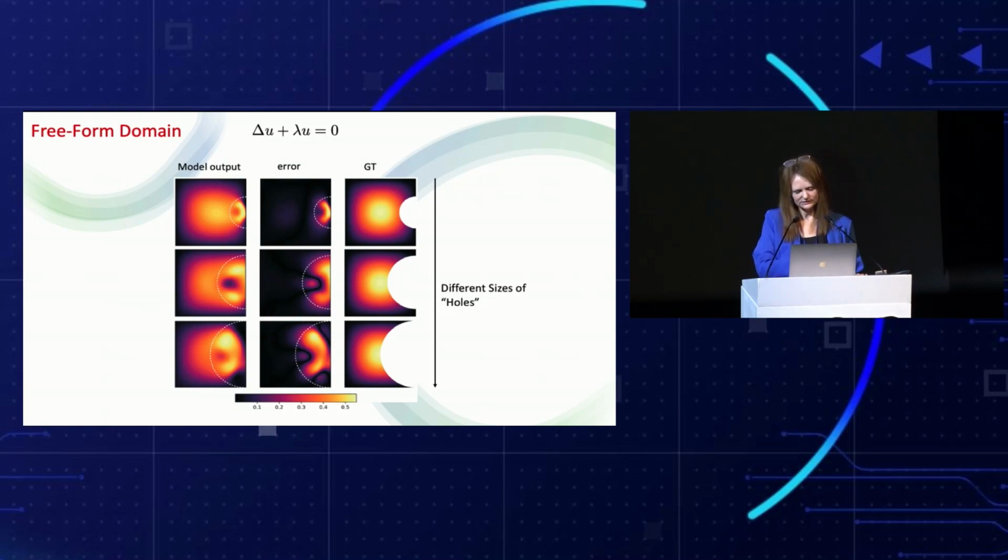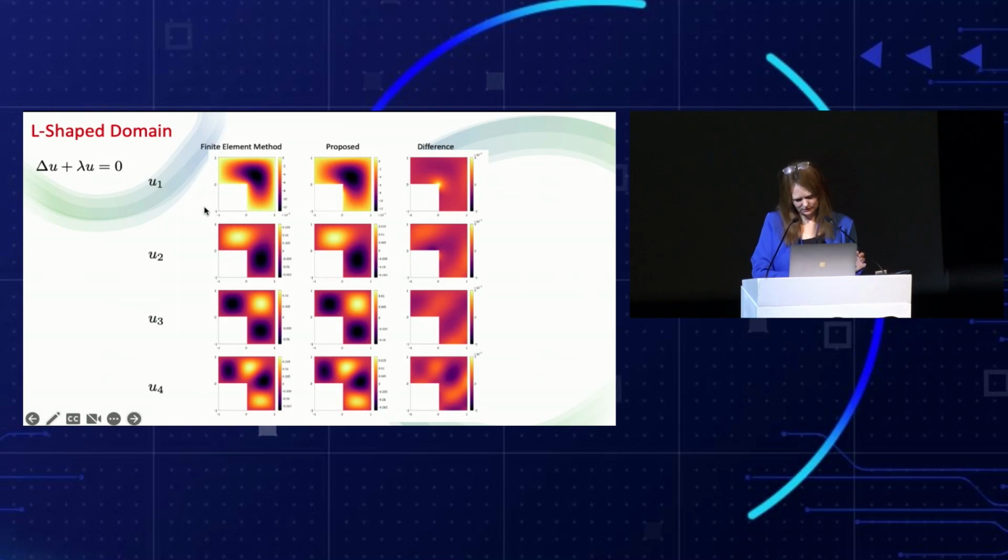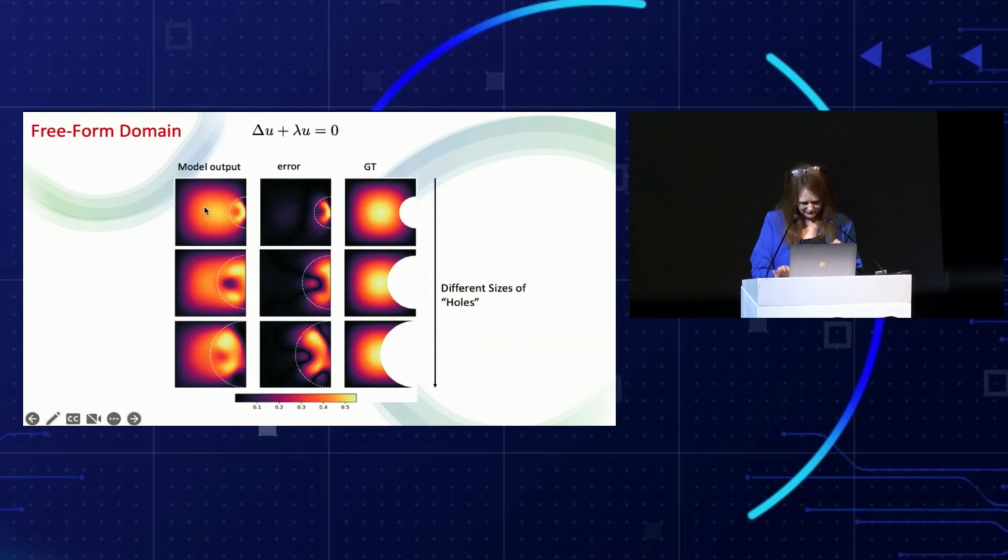Here we can see the ground truth on the left, and the model output. Outside this white circle, what we see inside the circle is just extrapolation. It's not interesting, but we see that we got a very good error.